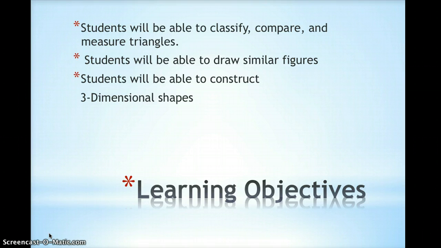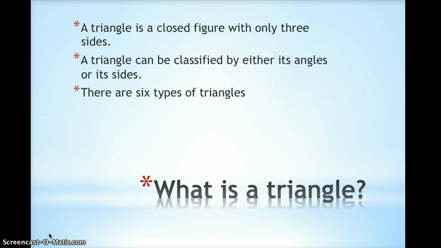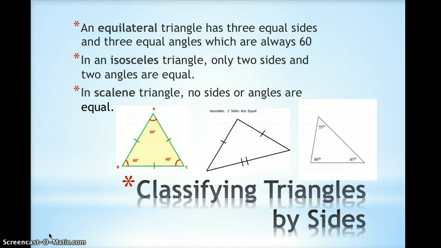Before we can get into the lesson, we need to go over what exactly a triangle is. A triangle is a closed figure with only three sides. They can be classified by either their angles or their sides, and there are 6 types of triangles. The first 3 types of triangles are classified by their sides.